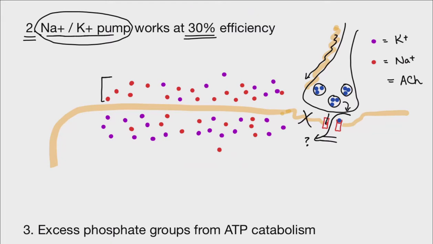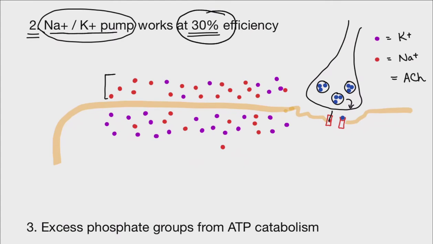But if it's only working at 30% efficiency, it is trying to reestablish the gradients, but it's just taking its sweet time. And it's not doing it very fast. So let's assume for a moment that the gradient currently looks like what you see on the screen. And this muscle fiber fires and we try to start an action potential. But that gradient is just not strong enough to let enough sodium come in to start an action potential. So no action potential happens.